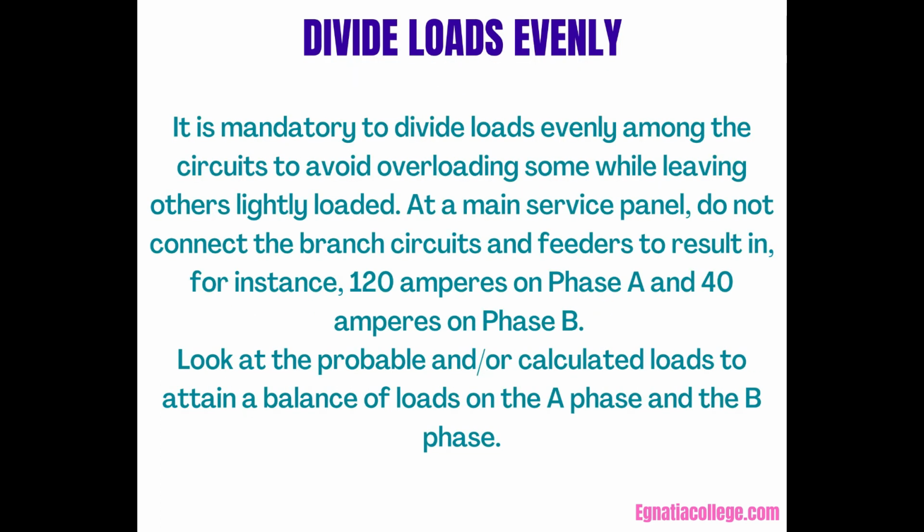Divide loads evenly. It is mandatory to divide loads evenly among the circuits to avoid overloading some while leaving others lightly loaded. At a main service panel, do not connect the branch circuits and feeders to result in, for instance, 120 amperes on phase A and 40 amperes on phase B. Look at the probable and/or calculated loads to attain a balance of loads on the A phase and the B phase.